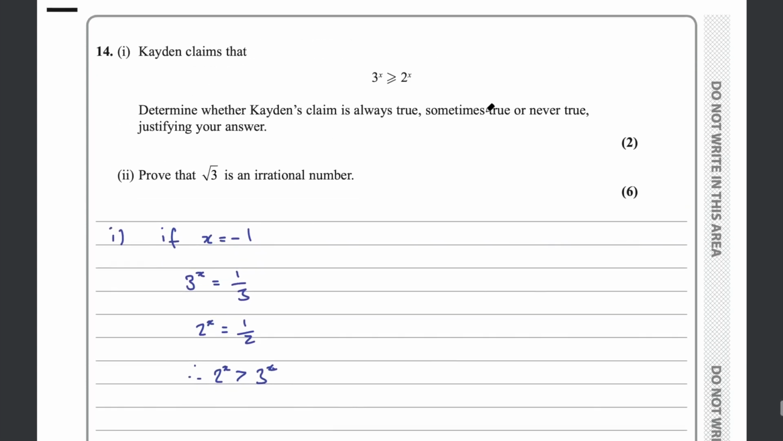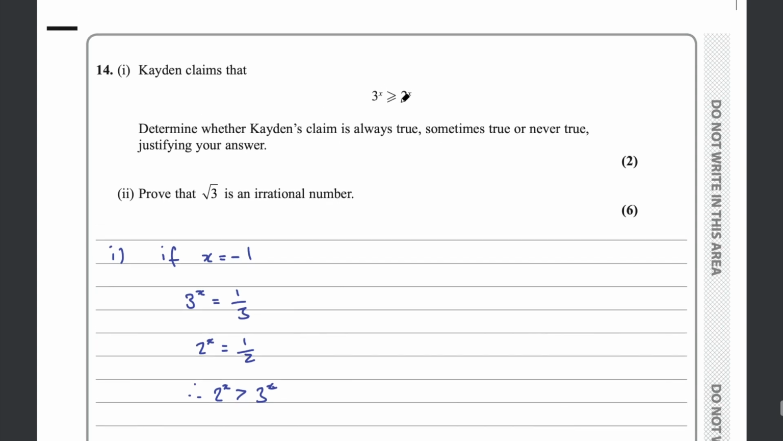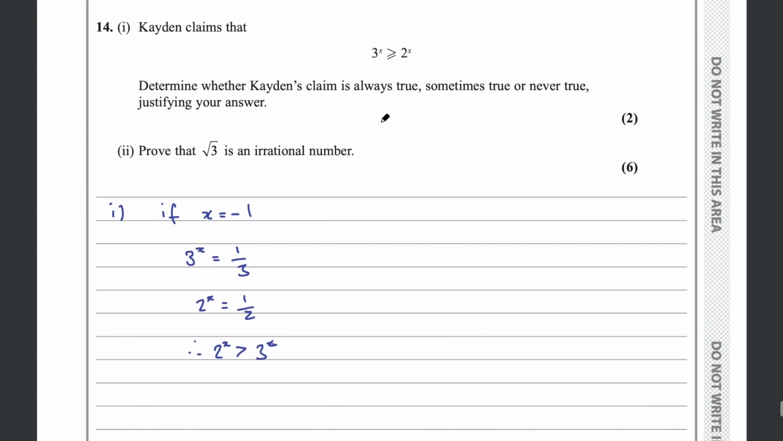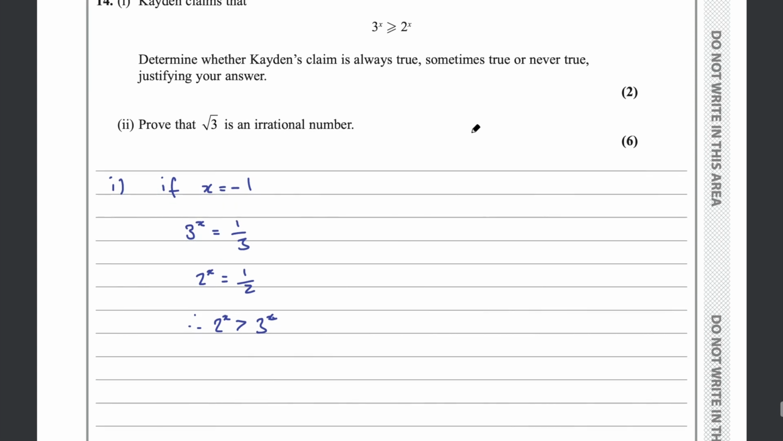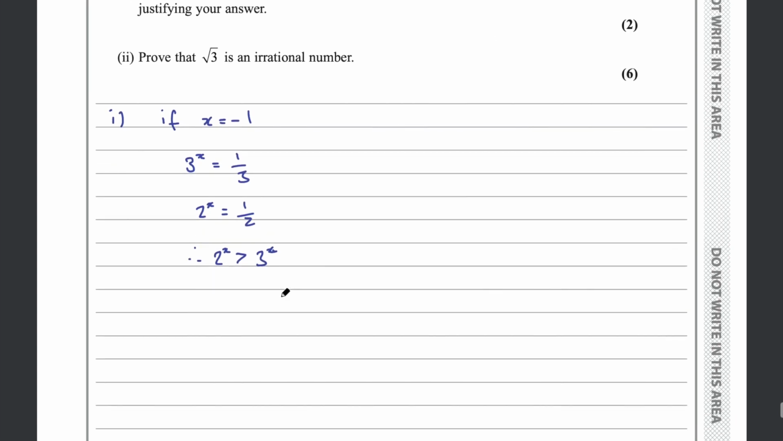So I would say this is sometimes true. So when x is greater than or equal to 0, then it's true. But if x is less than 0, then it's not true.